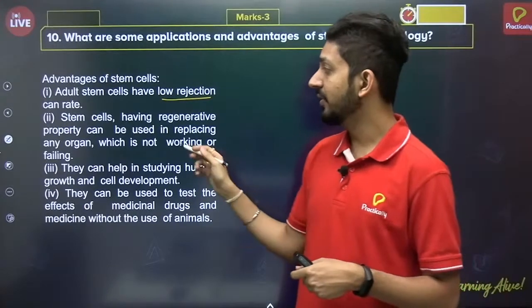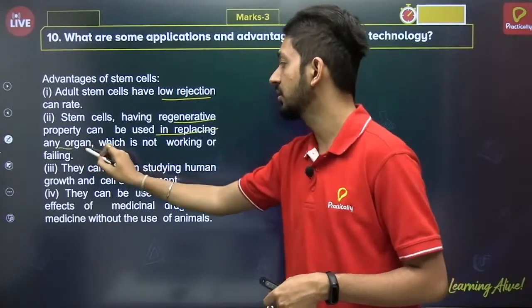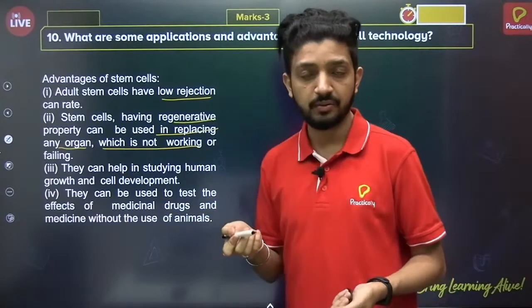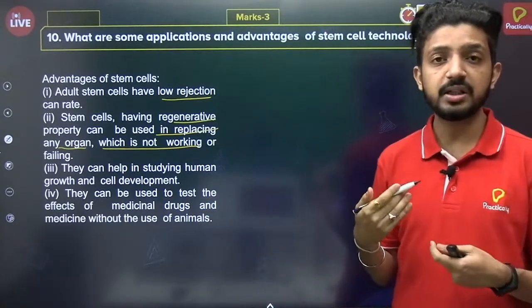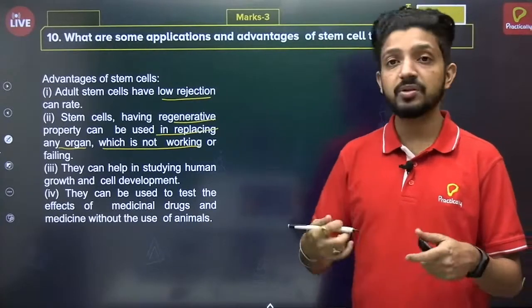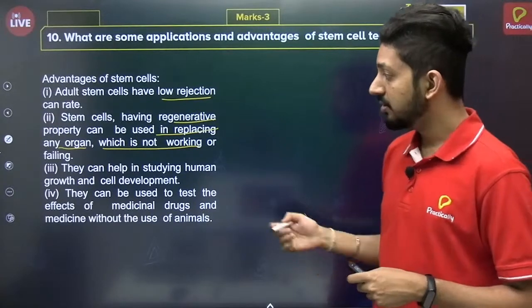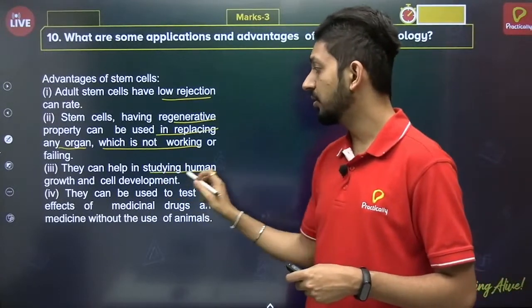Stem cells, having the regenerative property, can be used in replacing any organ which is not working or failing. Obviously, organ transplant is done. Instead of that, stem cells can be used to regenerate that entire organ and then transplant it. They can also help in studying human growth and cell development.